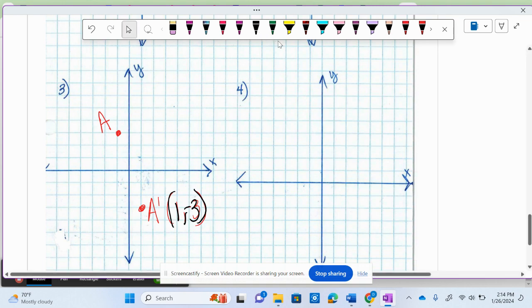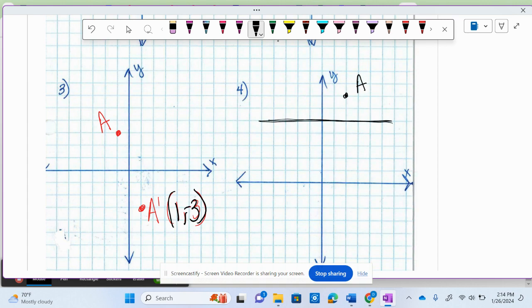Question number 4, the ordered pair 2, 7 is reflected in the line y = 5. It's a horizontal line that goes through the y-axis at 5. So if it's reflected over that line, it's 2 units above it, so I'm going to put it 2 units below it. So what's the new coordinate? 2, 3.